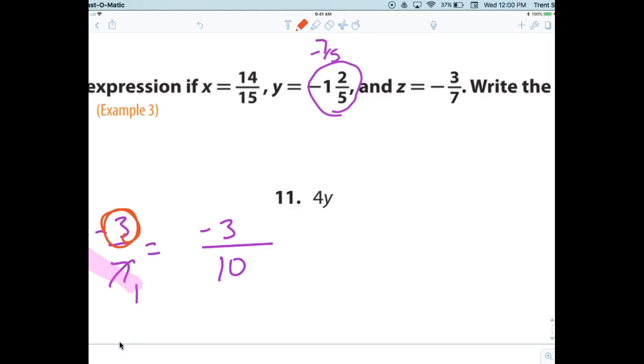All right, so remember, 4 is the same as what? 4 over 1 times what? Negative 7 over 5. All right, no, let me have Carly. What do I have to do? Negative 28 over 5.